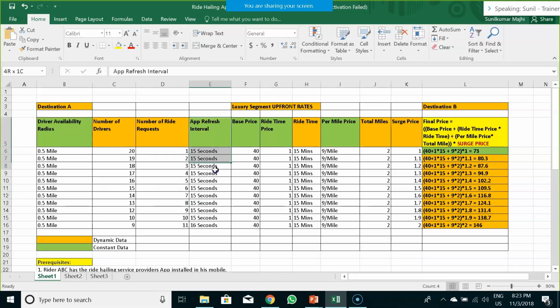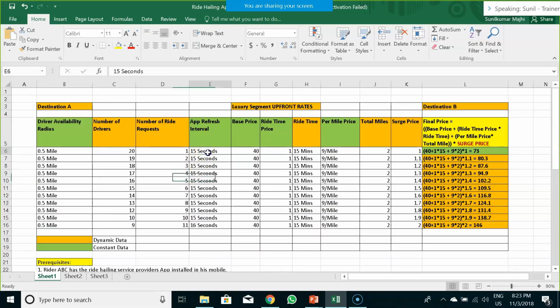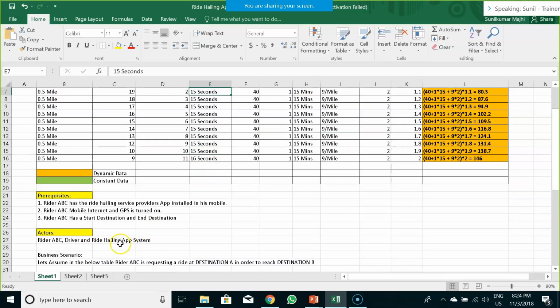So this is the app refresh interval. Every 15 seconds, the app refreshes itself. So this particular actor is contributing essentially for this, because after every 15 seconds the app gives you a newer dynamic pricing, whether it's higher compared to the earlier price or it could be less compared to the earlier price. So that is the role the system itself is playing over here. Every 15 seconds it's refreshing its pricing model.